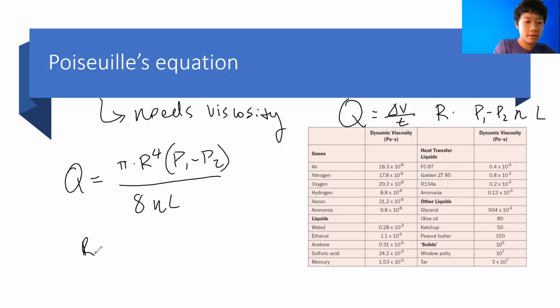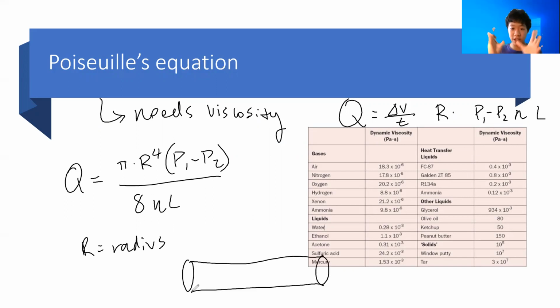So first of all, R is the radius. P1 minus P2 is the pressure difference between the ends of the pipe. When we use this equation, we're going to cut off a section of pipe and take the pressure difference on either side. So let's say the pressure is here, P1 and P2. Why do we need a pressure difference? Since there's internal viscosity, this causes internal friction, which the pressure needs to overcome. That's why we need the pressure difference on either side of the length of pipe.